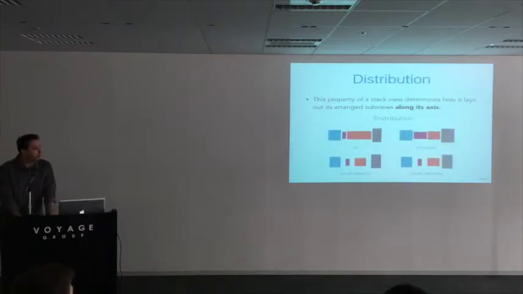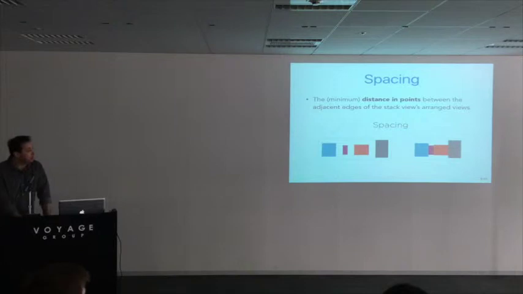Distribution. Now this is a little bit more difficult to get one's head around, but it's simply how the arranged subviews are arranged along the axis of the stack view. So you have fill equally, equal spacing, and equal centering as the main distribution patterns for the stack view. And then you have spacing, and this is the minimum distance in points between the adjacent edges of the stack view's arranged views. In the first image there you have a larger spacing, and in the other you have zero spacing. So this is another one of the properties.